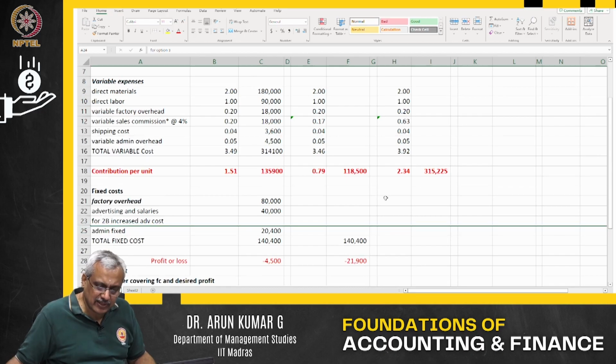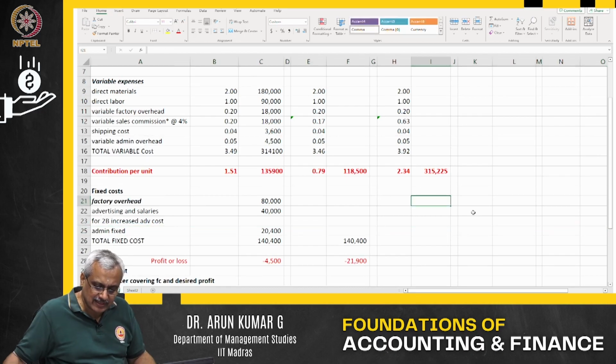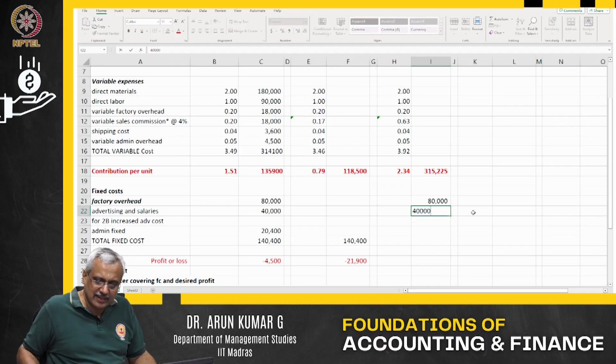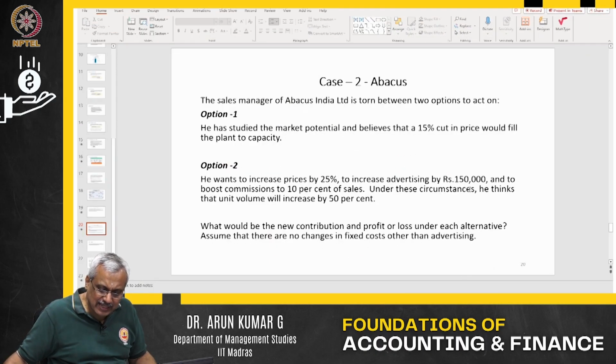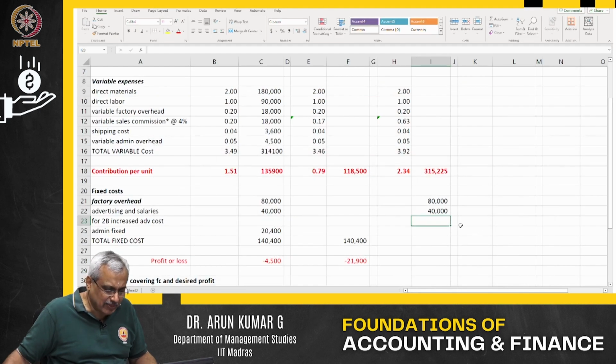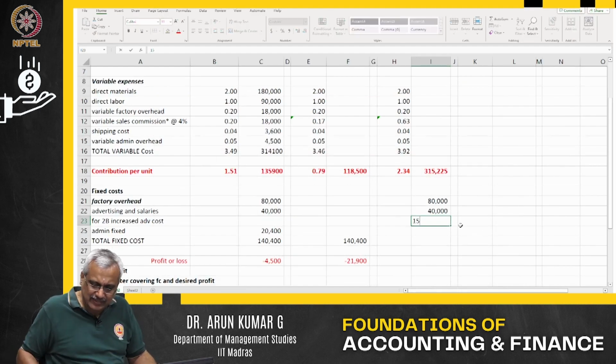My fixed cost is the same 80,000, yes, my 40,000 is my ad, etc., etc. He says that my advertising budget is to be increased by 1,50,000. That is for 2B, the increased advertising cost 1,50,000. Now, my fixed admin cost is 20,400. So, what is my total fixed cost? My total fixed cost is this, this is my total fixed cost out there.